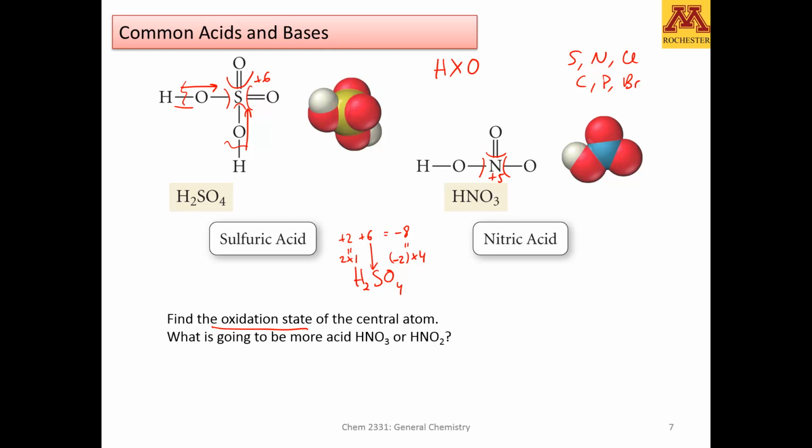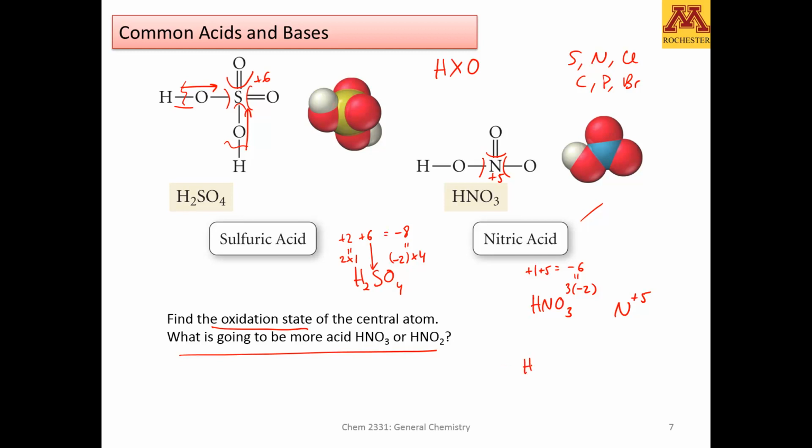So what kind of questions can we ask knowing that? For example, which is going to be more acidic, nitric acid or nitrous acid? Notice that in nitric acid, as it's written up here, there are 3 times -2 from the oxygen, which is -6, and +1 for hydrogen, that means +5 for nitrogen. Nitrogen is a +5 in terms of oxidation state.